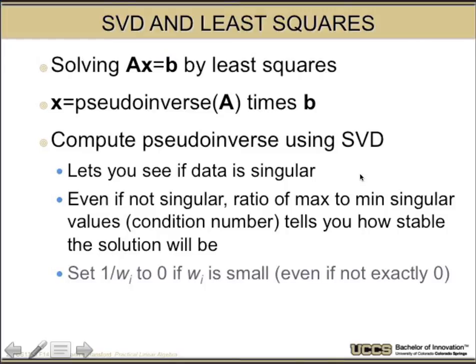It has the advantage that instead of just trying to solve it, it also lets you see if your data is singular. And even if your data is not singular, and this is important, we'll talk about what's called the condition number at the end of the lecture, but the ratio of min to max singular values tells you something about how stable your solution will be. In general, on a modern computer, if the ratio of the max to min singular value is greater than 10 to the 8th, you have a problem with single precision numbers. If it's greater than 10 to the 20th, you can't compute even with double precision numbers. So if you look at that ratio and it's bad, so not exactly 0, you still want to set very small ones to 0, which will give you a better least squares solution.